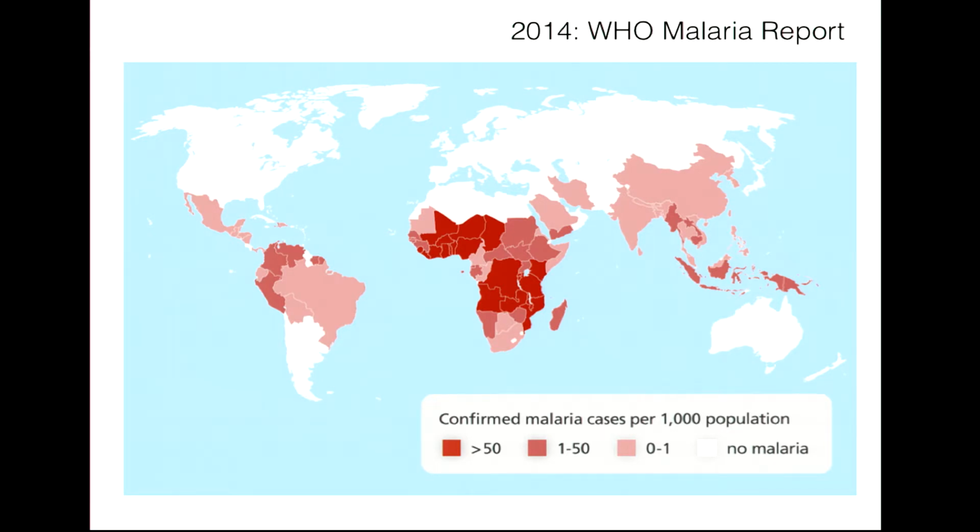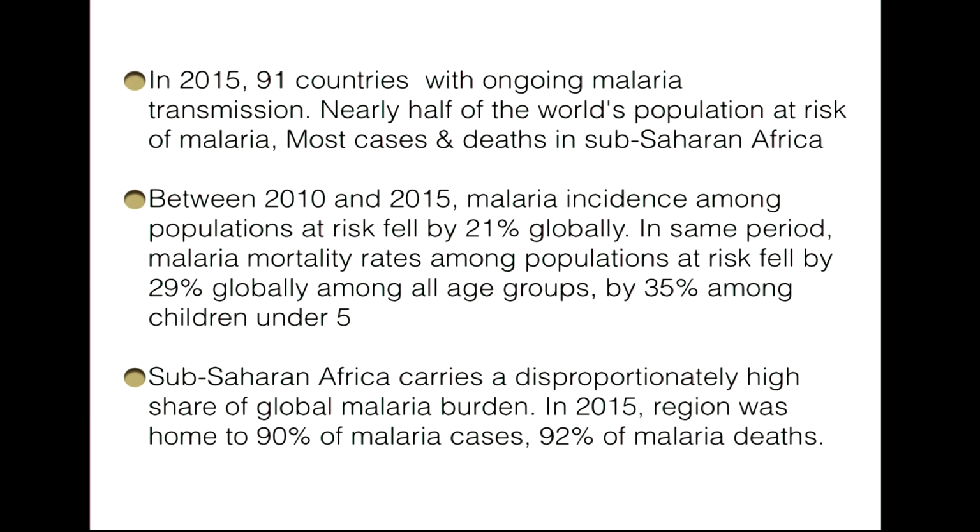This is Indonesia over here, and South America, especially in the northern parts of South America. All of these are areas where malaria plays an important part. In 2015, there were 91 countries with ongoing malaria transmission, and nearly half of the world's population is currently at risk from malaria. But most cases and most deaths really come from Africa, which is why the Gates Foundation and many large-scale WHO efforts in restricting the spread of malaria have concentrated on Africa.